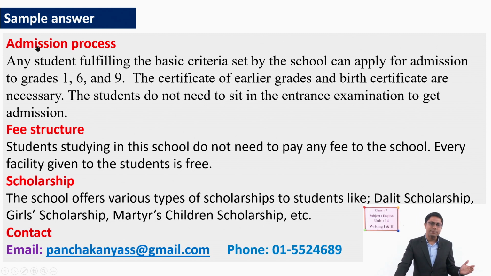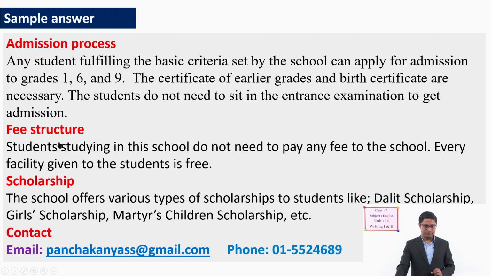Then you can talk about the admission process. See, any student fulfilling the basic criteria set by the school can apply for admission to grades 1, 6 and 9. It can be different grades in your school, for example 1, 2, 3, like that. Similarly, mention what documents are needed: the certificate of earlier grades and birth certificate are necessary. It is better to mention such things also. Similarly, the provision of an entrance exam. The students do not need to sit in an entrance examination to get admission; in this school, there is no provision of an entrance examination. If there is one in your school, you need to write that the students need to sit in the entrance examination to get admission. You can write that.